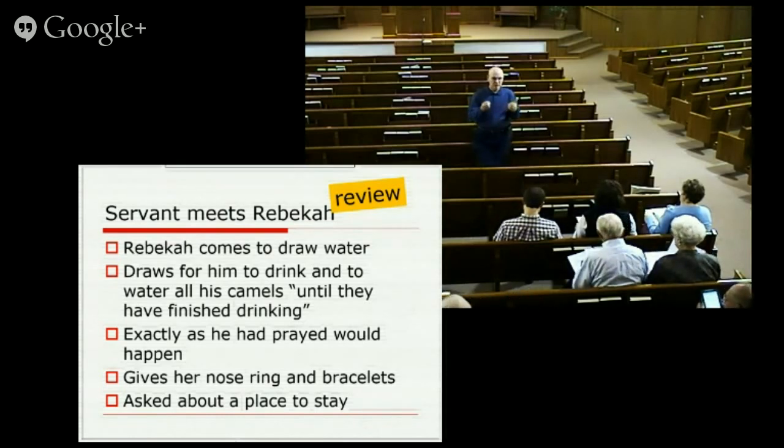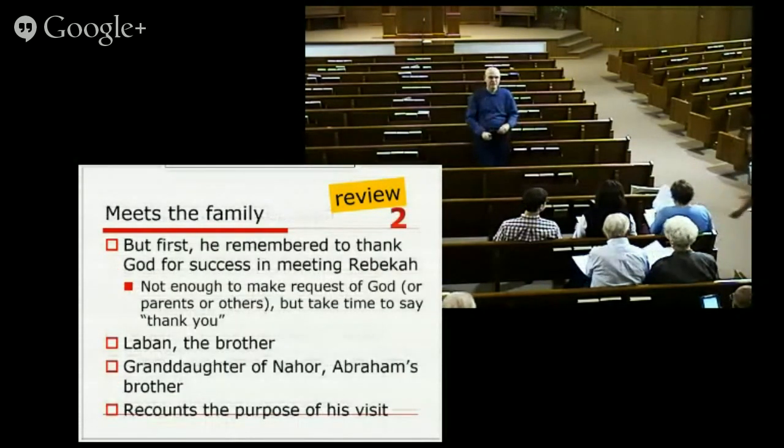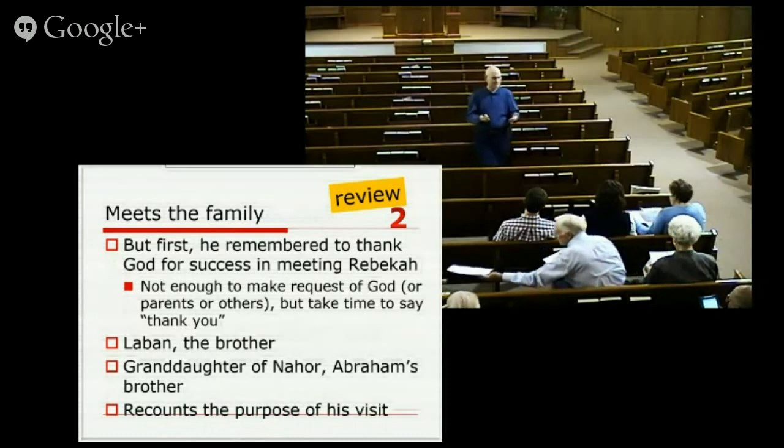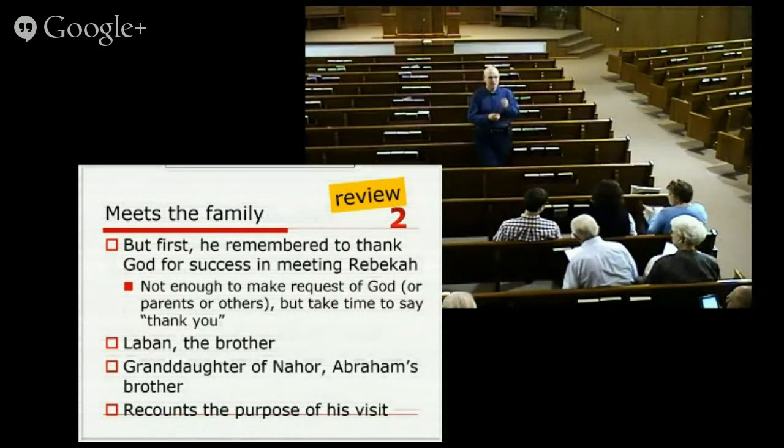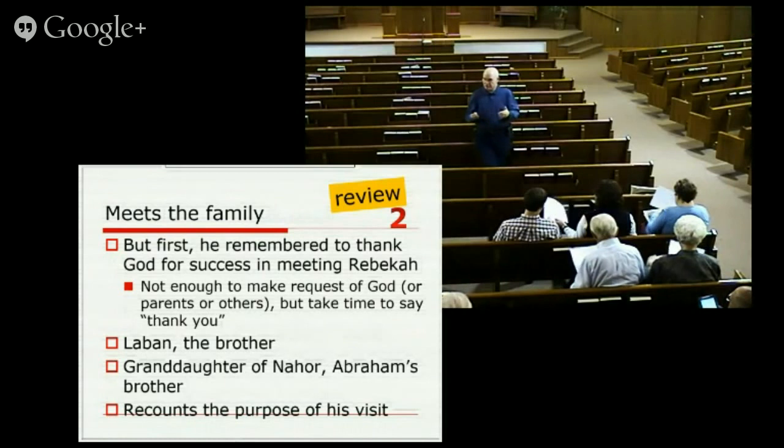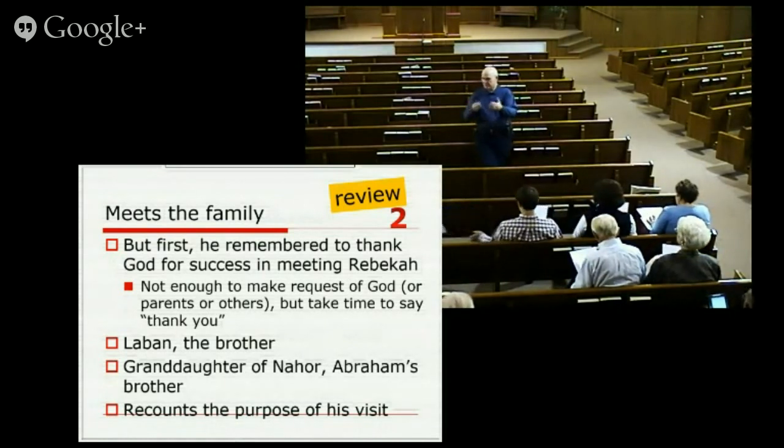So he gives her some gifts there and asks about a place to stay for himself and his camels. She said, yes, we've got plenty of straw. We've got a place for you to stay. But then he stops again and thanks God for the success he had in finding Rebecca. Then we get introduced to her brother Laban, who came out to meet Abraham's servant and the entourage with him, and go back and meet the family.